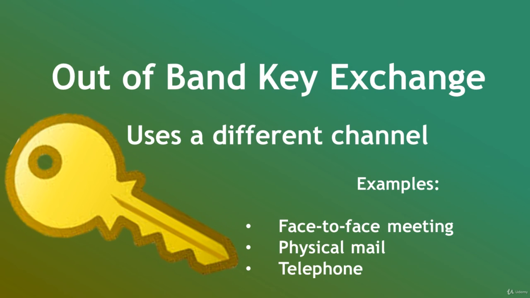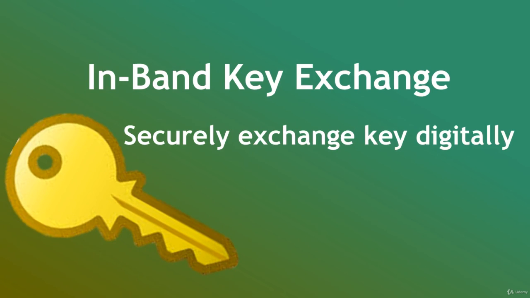For example, what if Amy and Bill live in two different cities? Arranging a face-to-face meeting in that instance would not be feasible. The alternative solution is to use an in-band key exchange. In an in-band key exchange, the key exchange is done digitally, and one way this can be done is through the Diffie-Hellman algorithm, which we will discuss next.